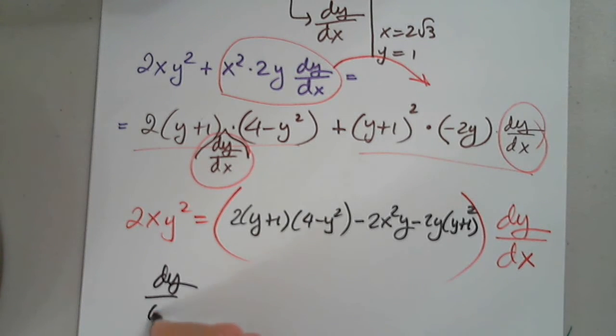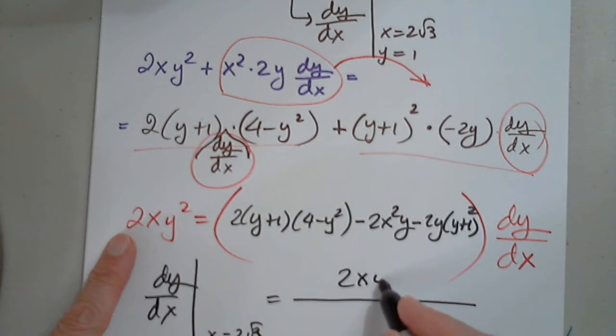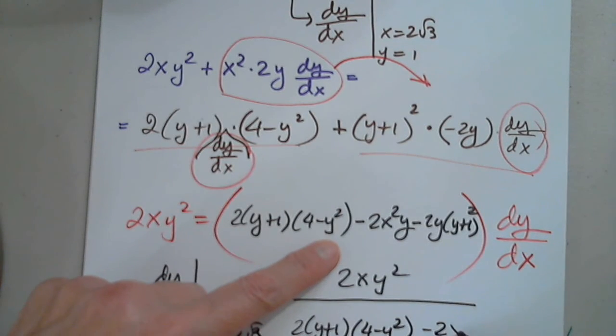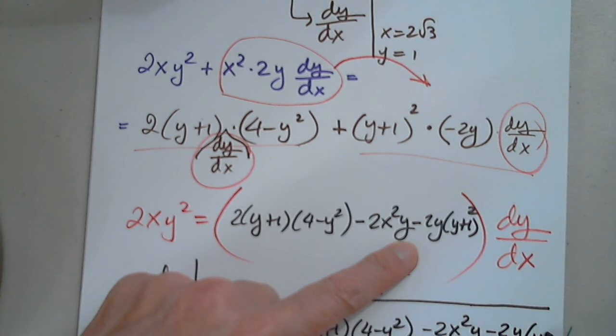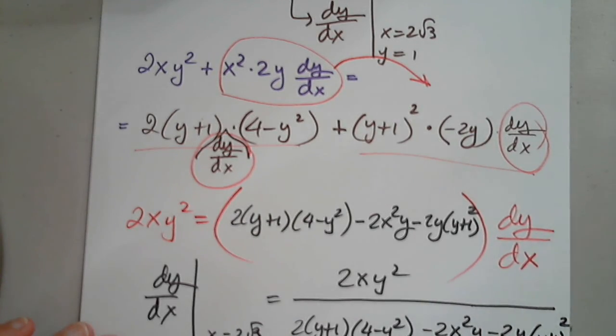So I have dy over dx, but I have to evaluate it when x equals 2 square root of 3 and when y is 1. So if I simplify it or not, it doesn't matter. I will have to get a number. So this will be the top, 2x y squared, and the denominator is 2(y plus 1)(4 minus y squared) minus 2x squared y, minus 2y(y plus 1) squared. That's why I don't bother with it, because I have to plug in these numbers. Otherwise, I would have.